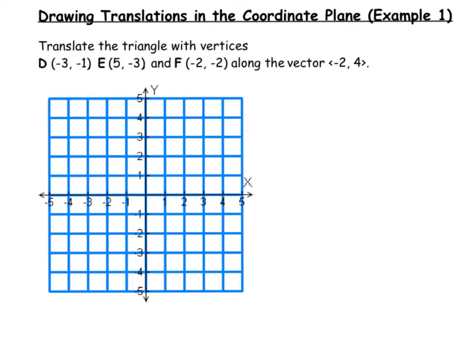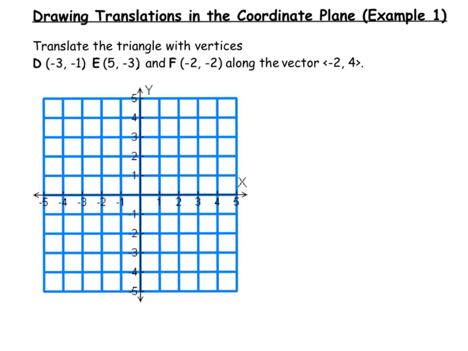Alright, and our first and only example for translations, because they're so easy, I left us to plot our points just for some practice. So we're going to plot those points D, E, and F. And let's start off with D is -3, so to the left 3 and down 1. So we're going to end up right here. I'm going to call that guy D, right? And then E is 5 over to the right, -3. So that's E.